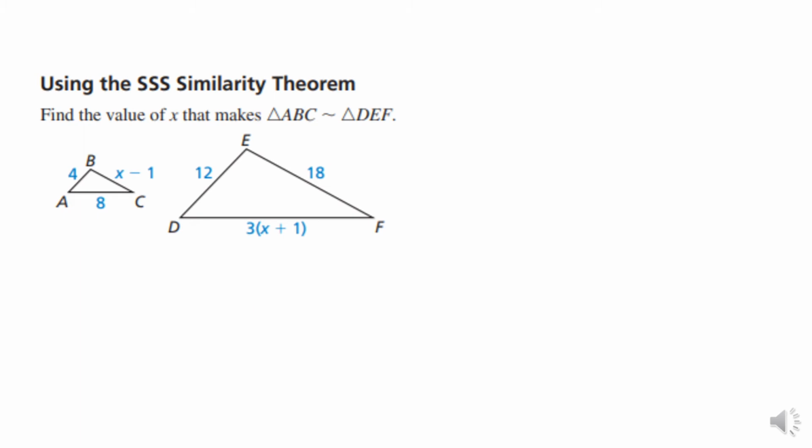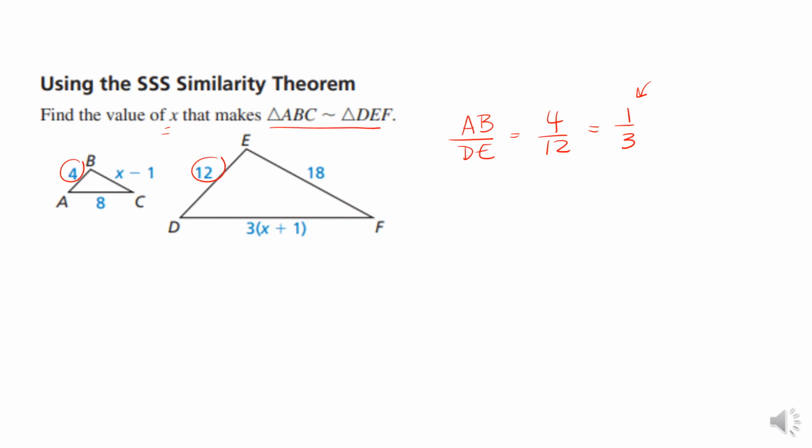Okay, so they want you to use the side-side-side similarity theorem to find the value of x that makes this true. So we're going to assume that it's true to start with. We look for our smallest side, and for this one it's AB and ED. So we're going to set up the ratio. AB to ED is 4 to 12, which equals 1/3. So now we have the ratio. You could call it the scale factor, but it's the ratio that each side should be.